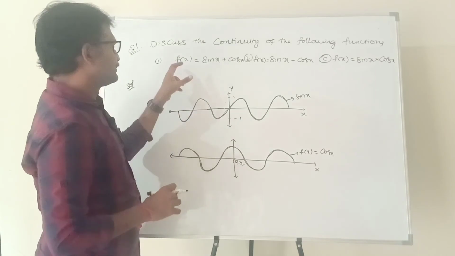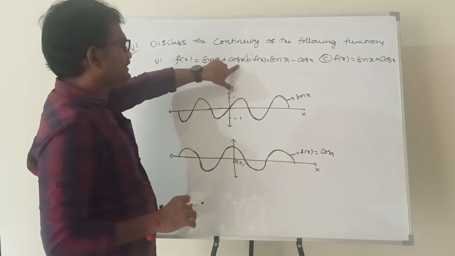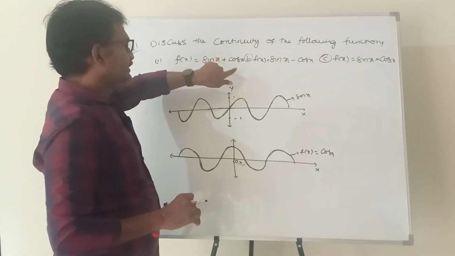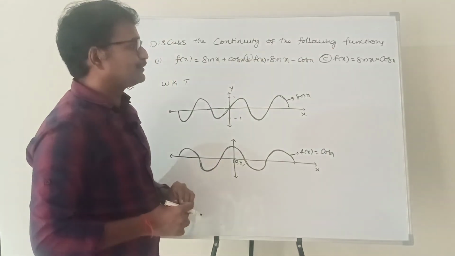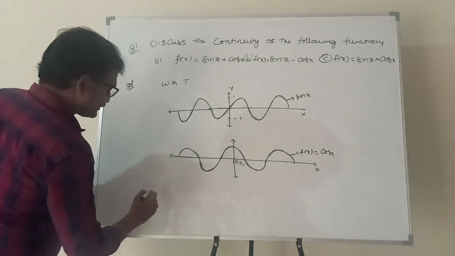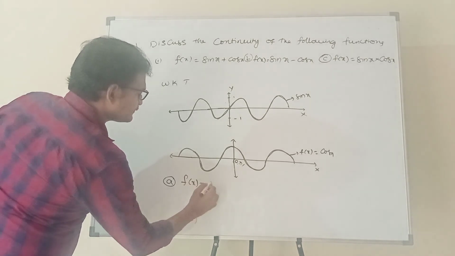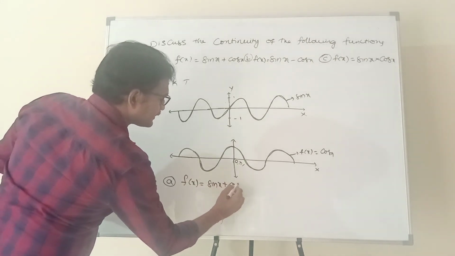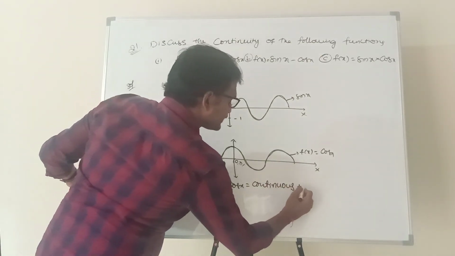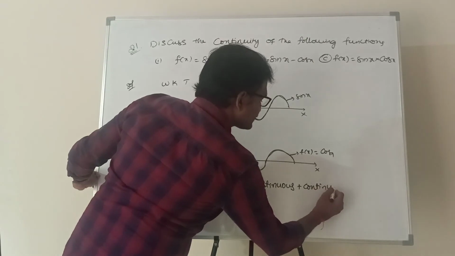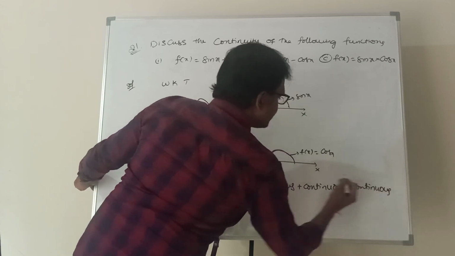Just now I gave one note. According to that note, if two functions are continuous functions, if you add two continuous functions, or subtract, or multiply two continuous functions, it will give continuous functions only. Therefore, what is the answer for A? f of x equal to sin x plus cos x. Sin x is continuous function plus cos x is also a continuous function. Therefore, continuous plus continuous function gives continuous function.